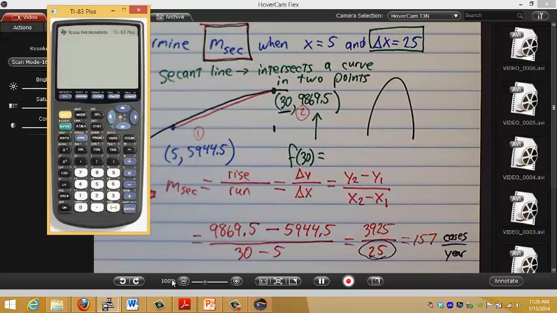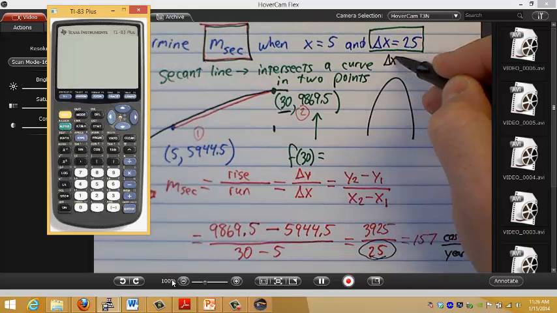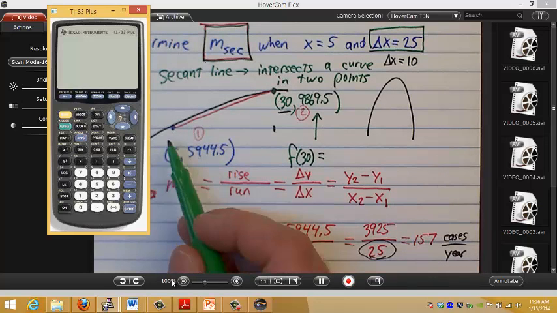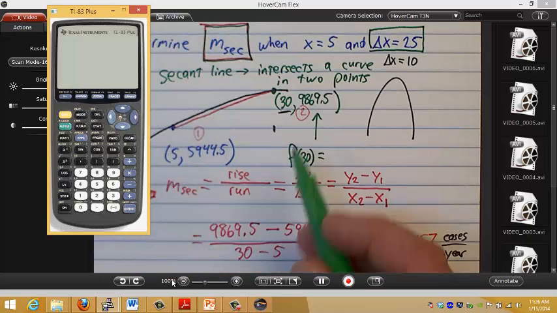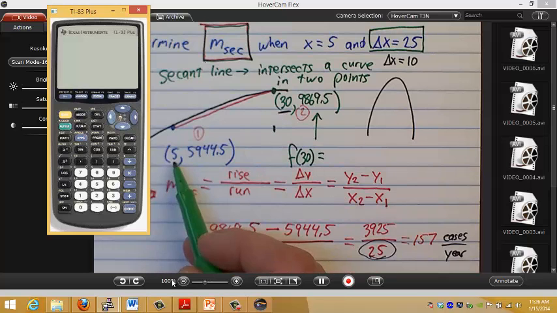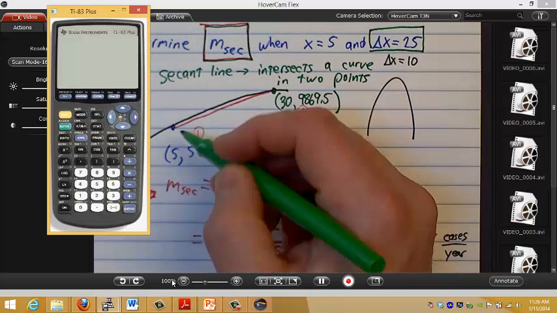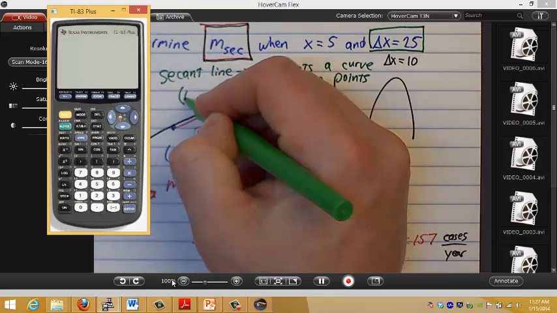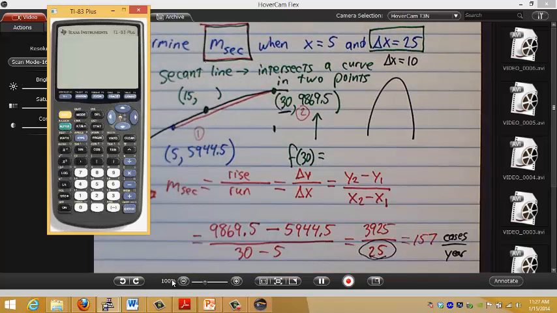For example, let's try it again, but let's make delta x equal to 10. And let's play the game over again. If delta x equals 10, on my picture, what year are we going to then? What would I want to let x equal for the second point? Not 30 anymore. 15, because we want 15 minus 5 to be 10. So now what I'm interested in is this point here, which is 15 comma something else.